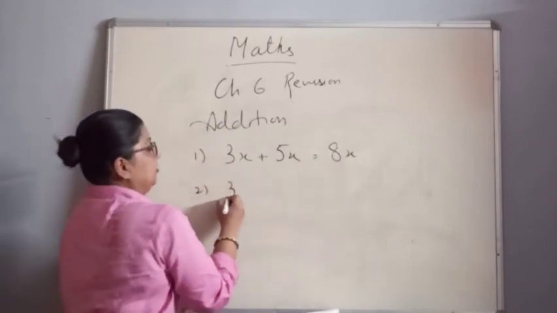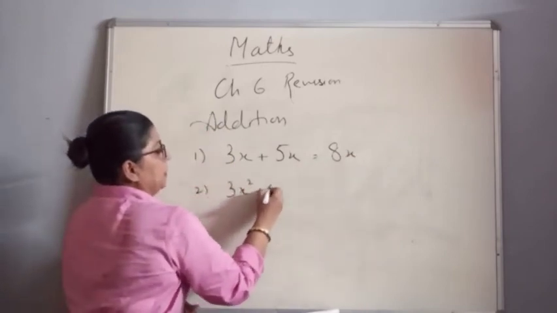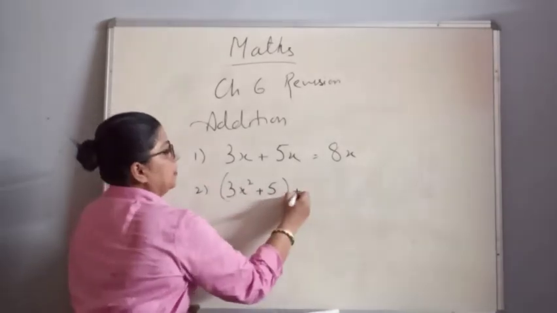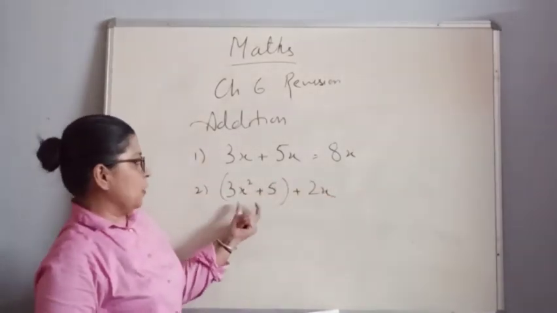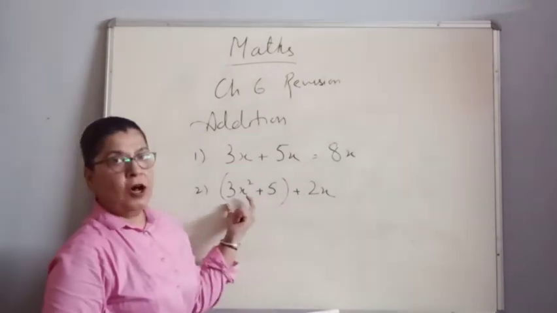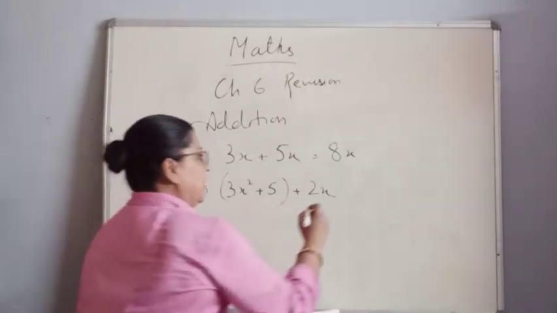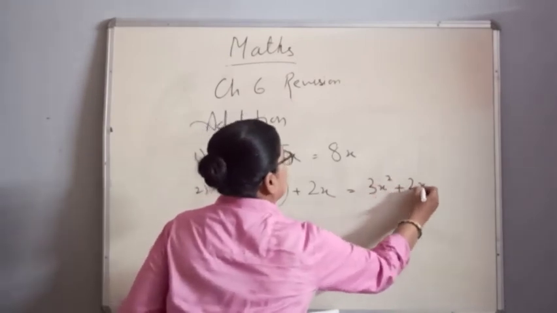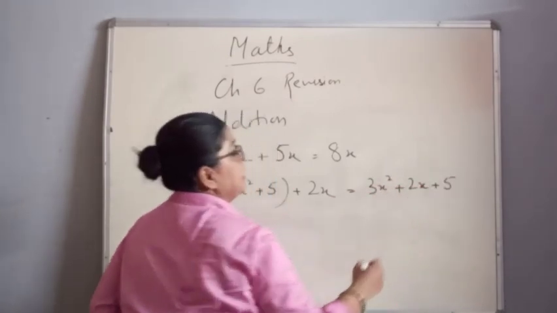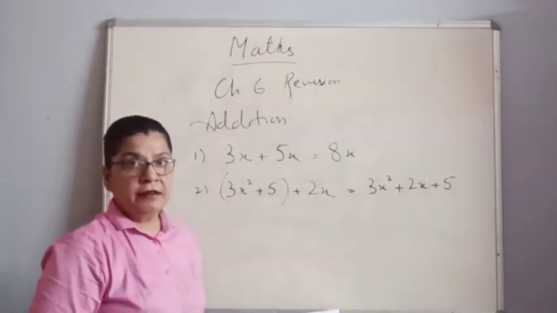If I have 3x square plus 5 plus 2x, now it is x square, it is a constant, it is x. All three terms are different. So when we add, we have to write the same. We can't add them because all three terms are different.